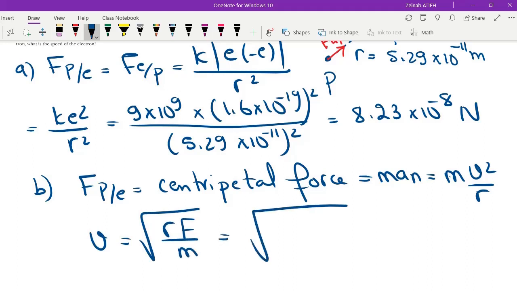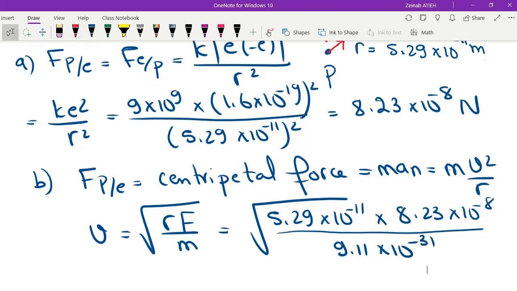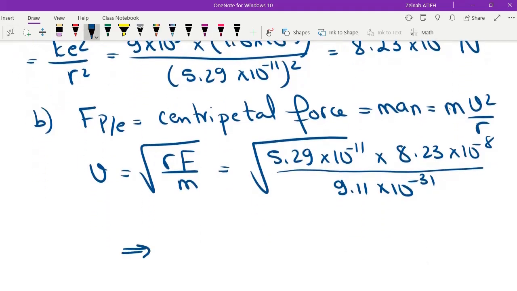For sure M is the mass of the electron, and you shouldn't memorize the mass of the electron, it must be given in the problem, but here it's not given, so it's considered that you have the book and you can look it up. So times 10 to the power minus 11. The force is 8.23 times 10 to the power minus 8 over 9.11 times 10 to the power minus 31. This will give us 2.18 times 10 to the power 6 meter per second. You can see that the electron has a really very high speed. So this is for this problem.